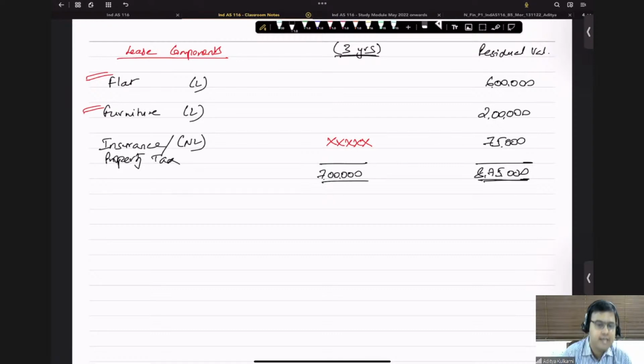Will you do the allocation or will you not do the allocation? Property tax means the house tax levied by the municipality. Will you allocate the lease to the property tax component or will you not allocate? No allocation. Clearly there won't be an allocation because the lessee is not going to benefit out of that allocation. You pay the property tax, what benefit are you getting? You are not getting any benefit.